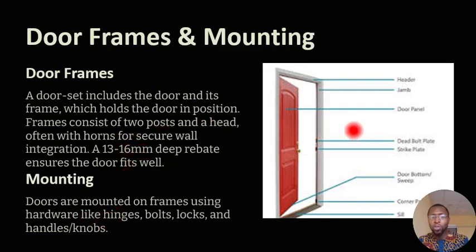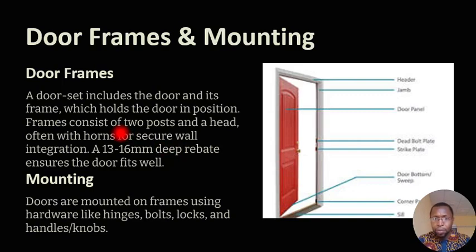When we want to mount the door to the frame, we need some instruments like the hinge. The hinge is that little iron that makes it turn to and fro. We need the bolt, to lock, and we need the lock as well as the knobs, the part where you can open the door. So these are the things that make up the door frame and the door itself.